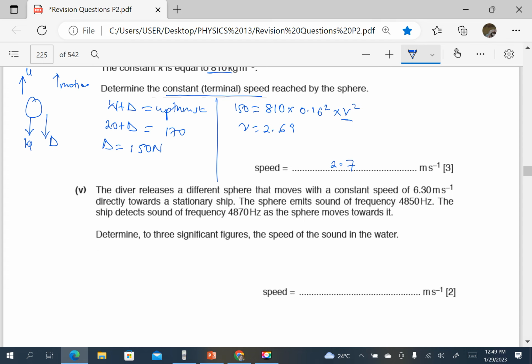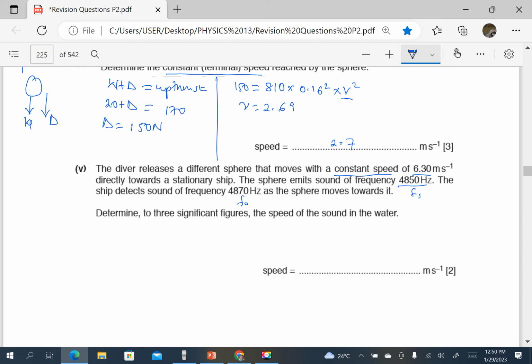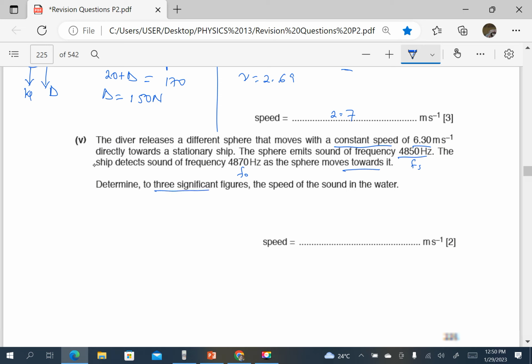The diver releases a different sphere that moves with a constant speed of 6.3 meters per second directed towards a stationary ship. The sphere emits sound of frequency, that is the normal frequency, this is Fs. The ship detects sound of frequency, so this is F observed, as the sphere moves towards it. Determine to 3 significant figures the speed of the sound in the water.